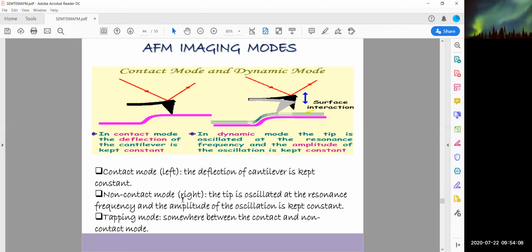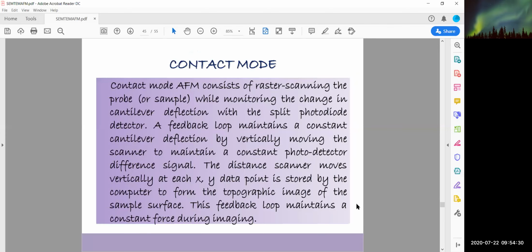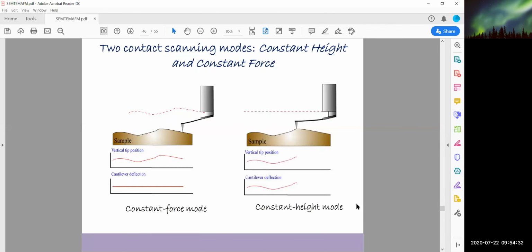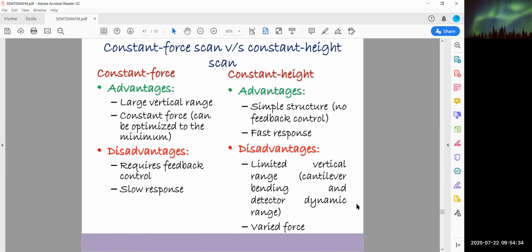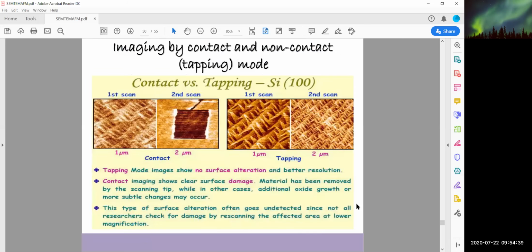And in non-contact mode, right, the tip is oscillated at the resonance frequency, and the amplitude of the oscillation is kept constant. And then there is tapping mode. It's like you tap the surface at some points, somewhere between the contact and the non-contact mode. So this is called the tapping mode.